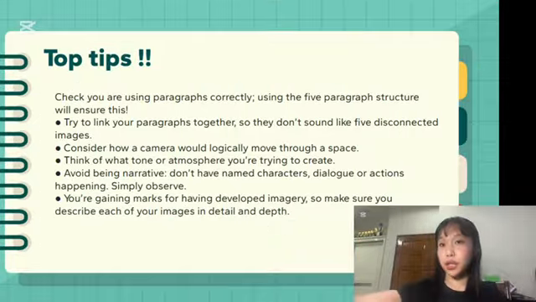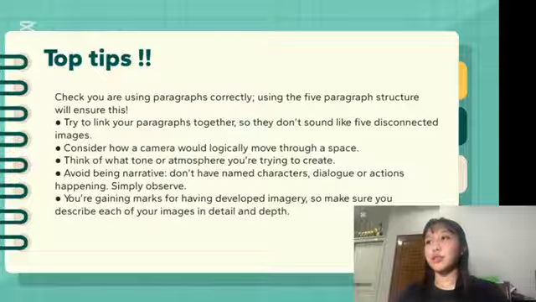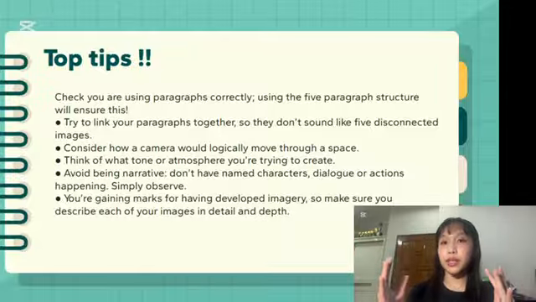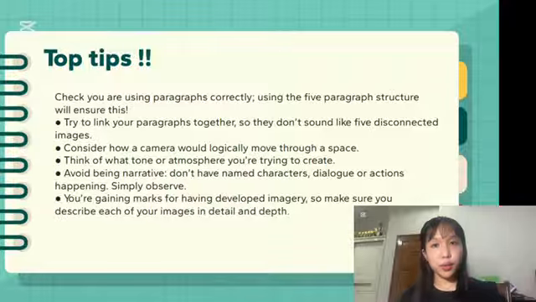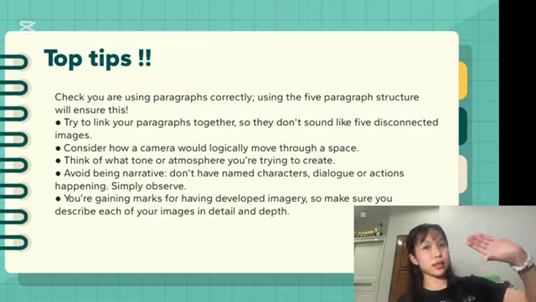So here are my top tips for writing descriptive writing. First, we are going to check that we're using paragraphs correctly, making sure that they flow smoothly to one another, because paragraphs are really important. If you're having trouble thinking about this, just imagine how a camera would move. Let's say the camera is facing the ceiling.